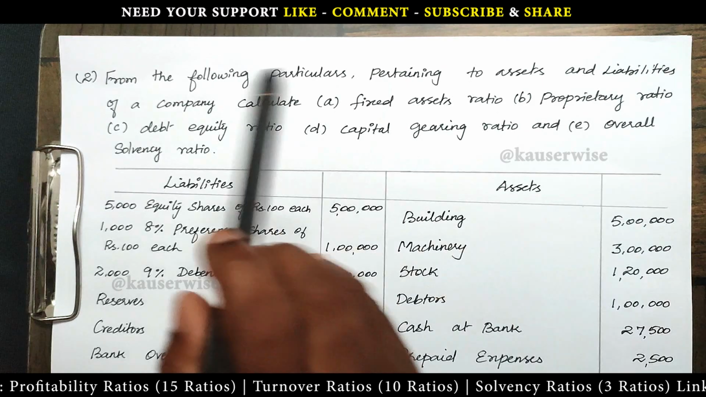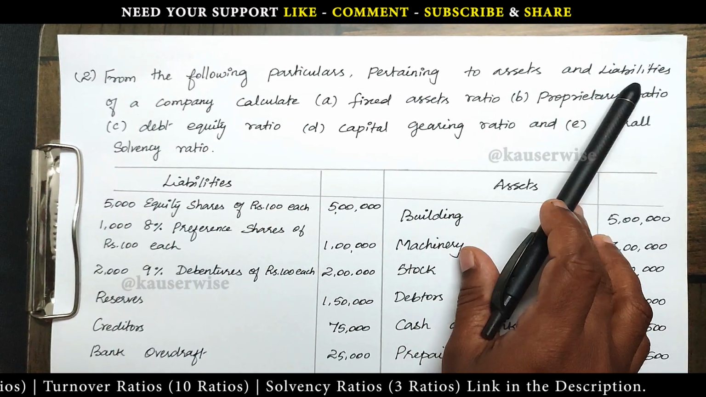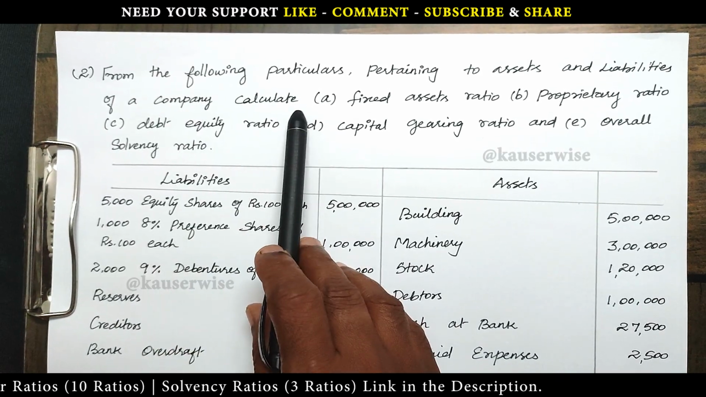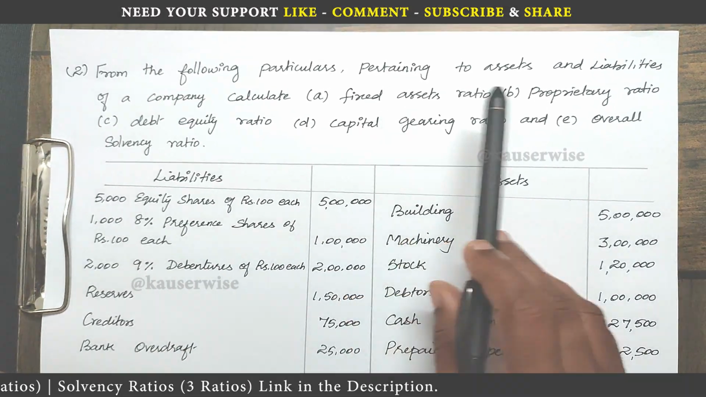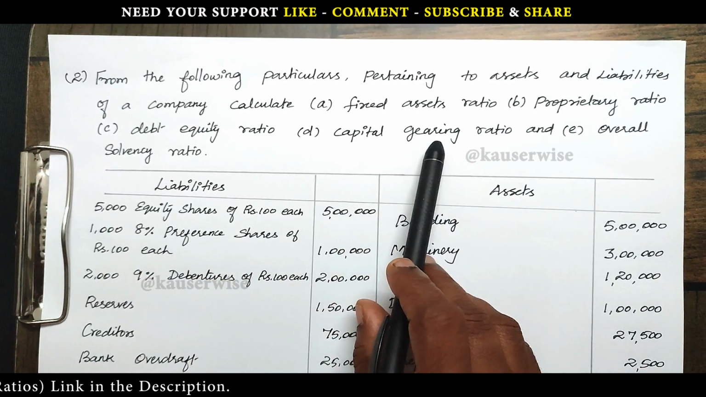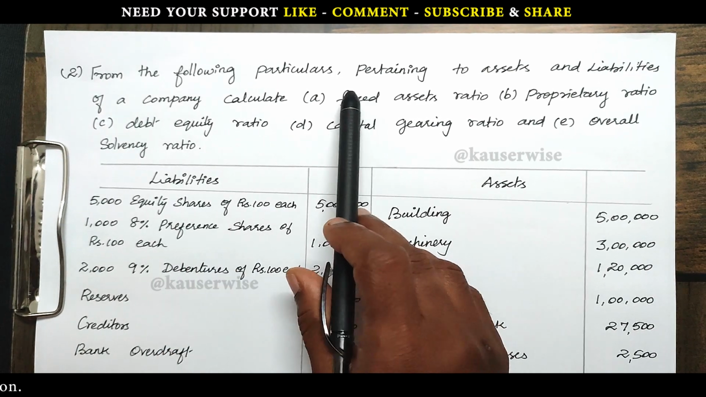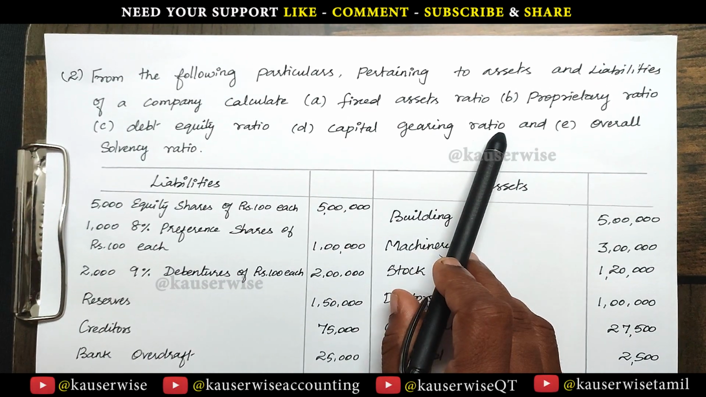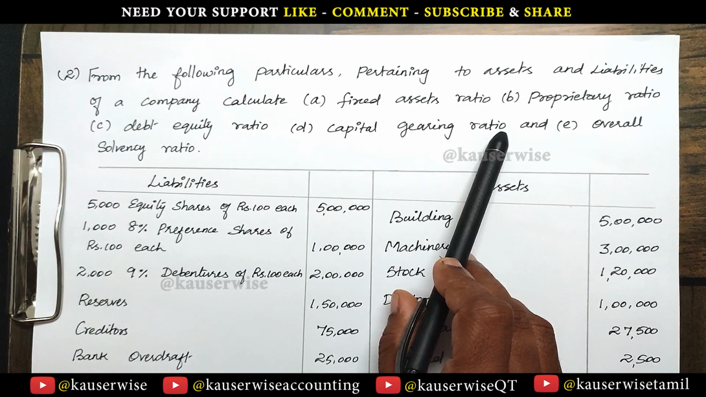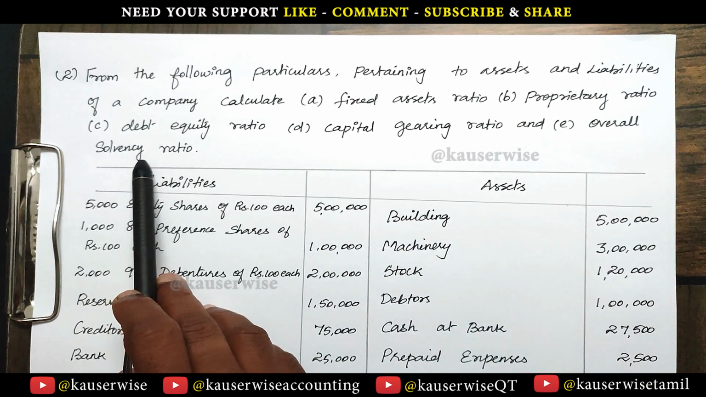Now, see the problem. From the following particulars pertaining to assets and liabilities of a company, calculate fixed asset ratio, proprietary ratio, debt equity ratio, capital gearing ratio, and overall solvency ratio. So these are the four components which come under long term solvency, and after finding these, finally you can calculate overall solvency ratio.